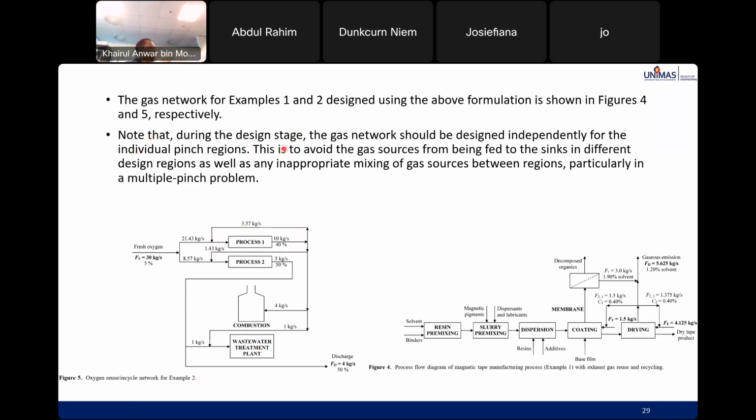Noted that during the design stage, the gas network should be designed independently for the individual pinch region. This is to avoid the gas source from being fed to the sink in a different design region, as well as any inappropriate mixing of gas source within region, particularly in multiple pinch.